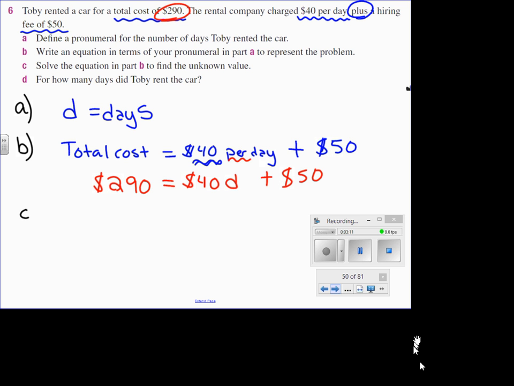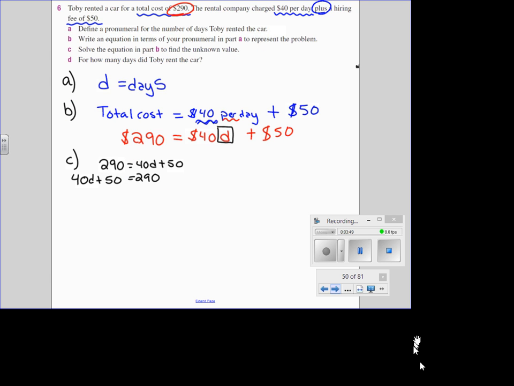Part C is asking me to solve the equation to find the unknown value. My only unknown value is this amount of days. So if I take away the dollar signs and I write it out as 290 equals 40D plus 50, it looks like a lot of the other equations that we've been solving over the last few days. It might even look more familiar if I switch the sides and I put 40D plus 50 equals 290, so that my pronumeral is on the left-hand side. So remember, you can always have that option to switch where your pronumeral is written.